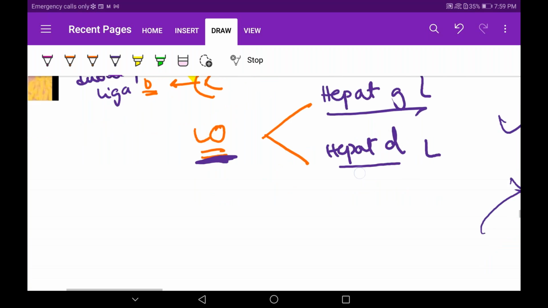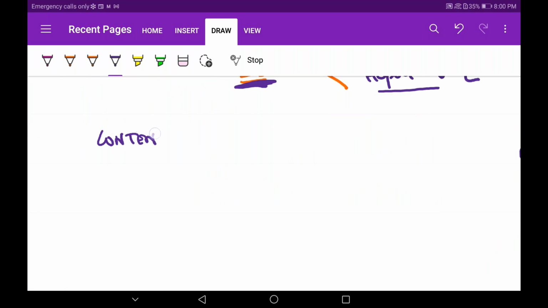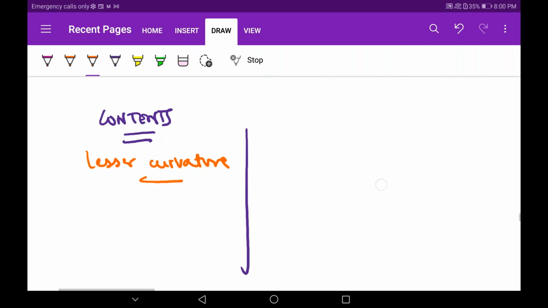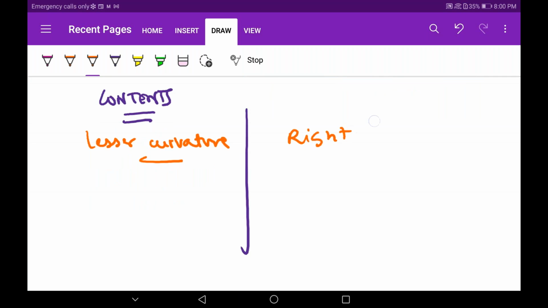Now write the contents of the lesser omentum. They have given it in two ways, right? In the textbook which I have referred, Vishram Singh, they have given it in two ways. One way they have told about the contents in the lesser curvature manner, meaning near the lesser curvature of the stomach, or they have given another way, the right free margin of the lesser omentum. So what is the right free margin?